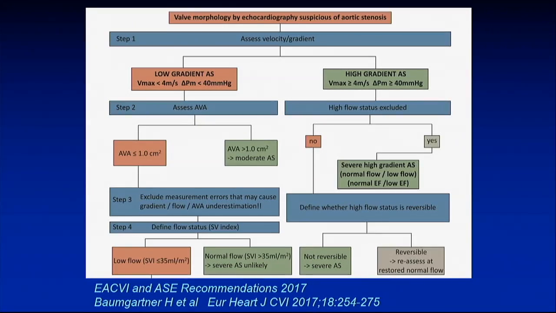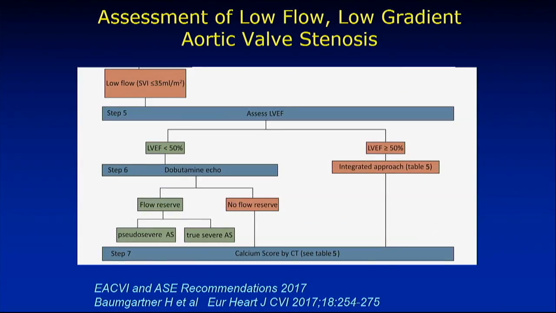But if it's less, this is a really difficult situation, because it means that the patient could have severe aortic stenosis, but many of them will not have severe stenosis, and it requires a very careful exclusion of measurement errors which tend to underestimate the flow and therefore the valve area. And when we are still sure that the valve area is small, the next step would be to define the stroke volume index. If we really have a low flow situation, we would go on. If we have a normal flow situation, it's unlikely that the patient has severe stenosis.